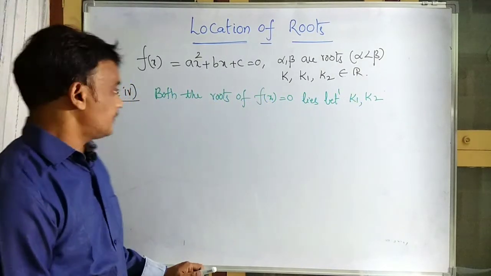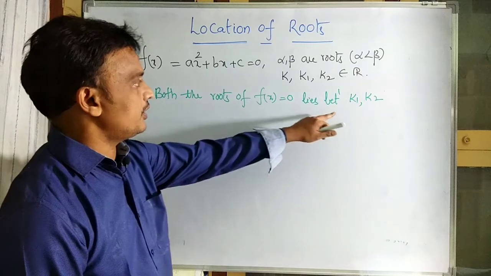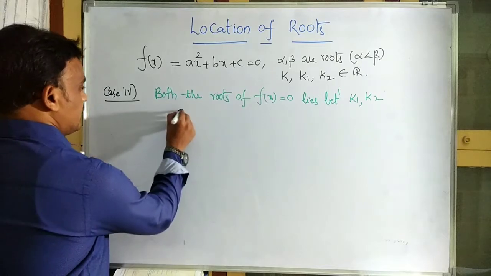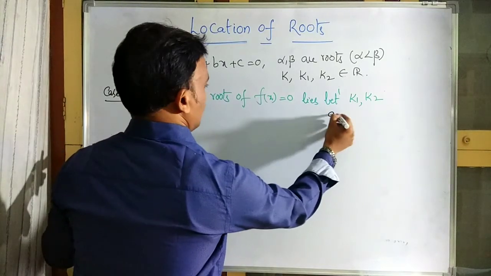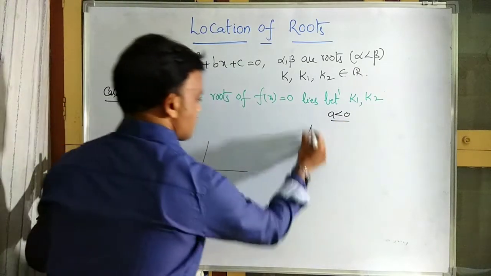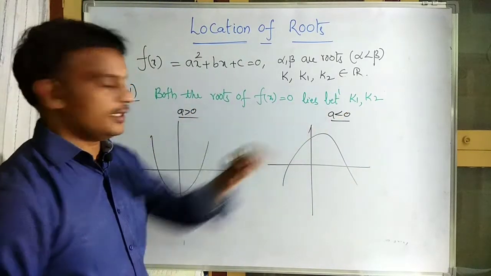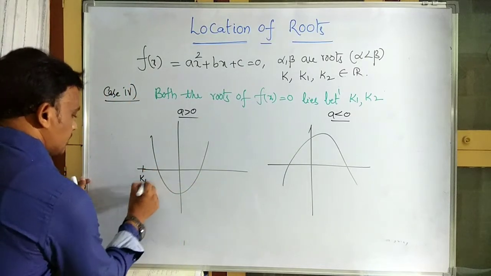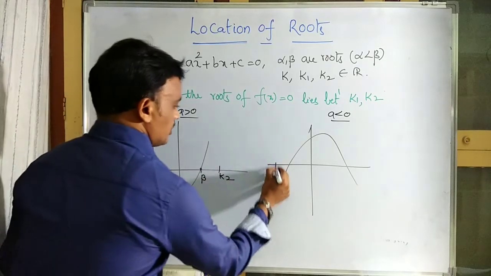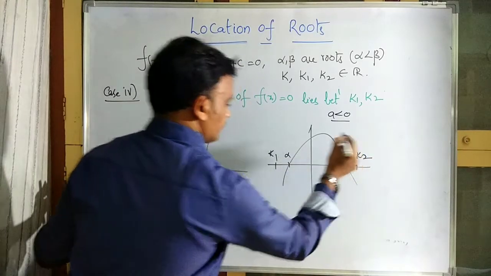Here is the fourth case. Both the roots of f of x, alpha, beta, lie between the two real numbers k1 and k2. In that case, what are the conditions? Again take when a is less than 0 and when a is greater than 0. Both the roots of f of x lie in between the real numbers k1 and k2. This is k1 and this is k2. In between them, alpha and beta are the roots.